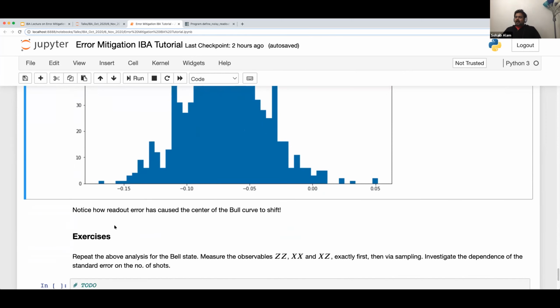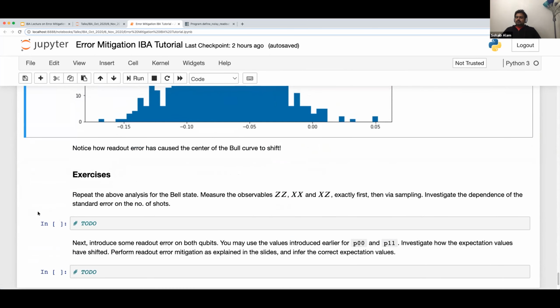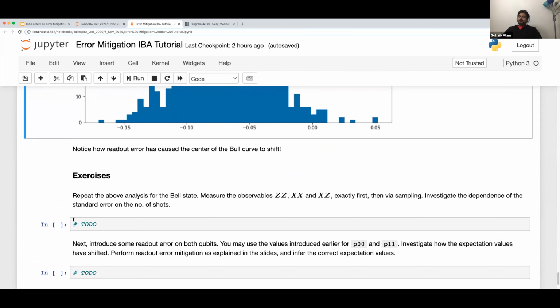So at this point, I wanted to suggest some exercises. Of course, this tutorial just showed you some steps to work through for a simple quantum dice experiment, but you should repeat the above analysis for the Bell state.